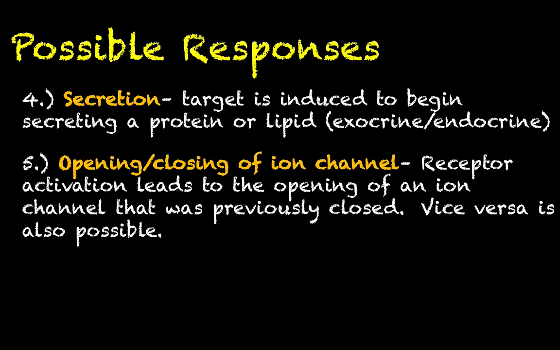You can also get the opening and closing of an ion channel, which we will see plenty of examples of very soon, and this is going to be very important for the function of the nervous system and for the contraction of muscles, which we will look at in the fairly distant future. So here, activation of the receptor leads to the opening of an ion channel that was previously closed. Vice versa is also possible too. You could have a channel that is open for business, and activation of the receptor causes that channel to close.